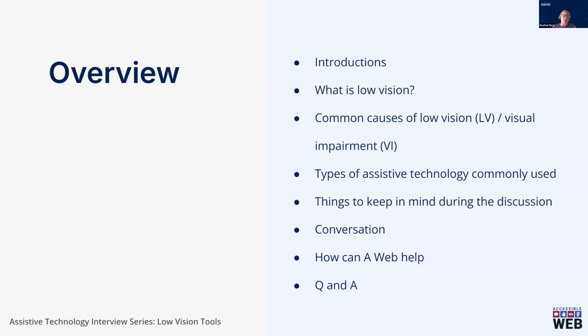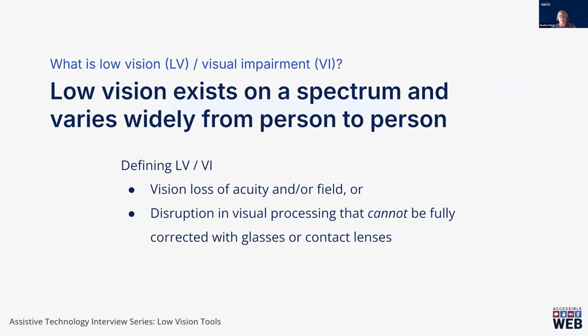So in the most broad terms, visual impairment is defined as a loss of visual acuity or field, or a brain processing disorder that limits vision to the point where it cannot be fully corrected with contact lenses or glasses. So this doesn't mean that if you have significantly degraded vision when you don't wear your glasses or contacts, but that it is corrected when you do put them on, you don't qualify.